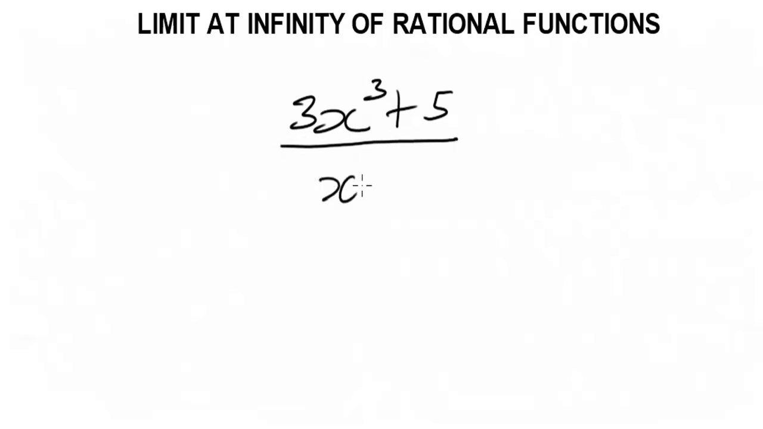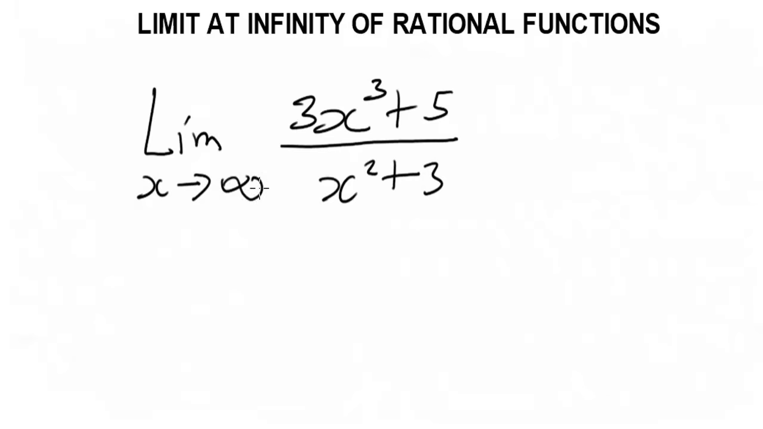Now, there are three principles involving limit at infinity of rational functions, and I'm going to show you each of the three. So the first principle, let me show you this typical question. If you have a question like this, 3x cubed plus 5 over x squared plus 3. When you have a question of this form, you're asked to find maybe the limit as x is tending to infinity of this function.